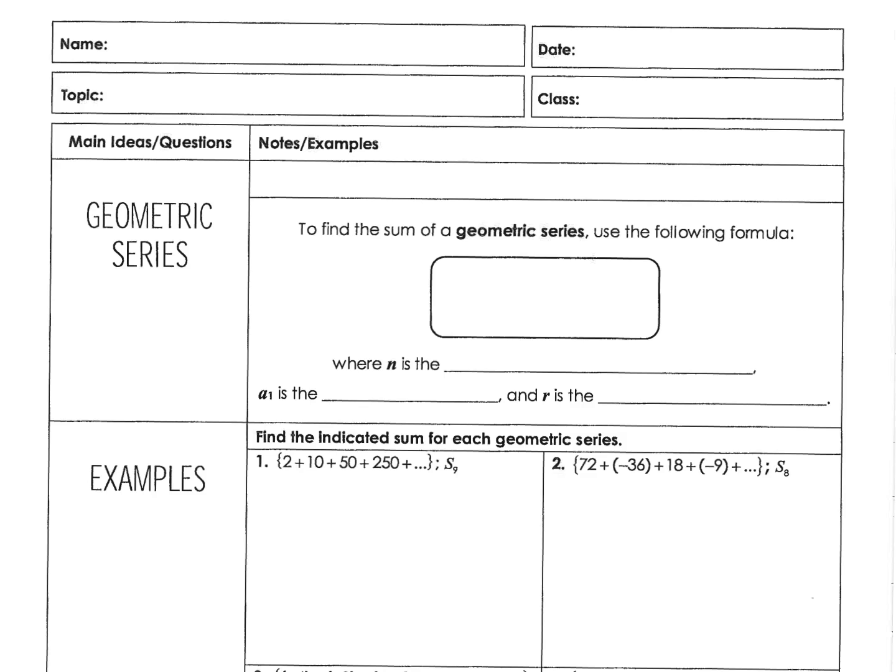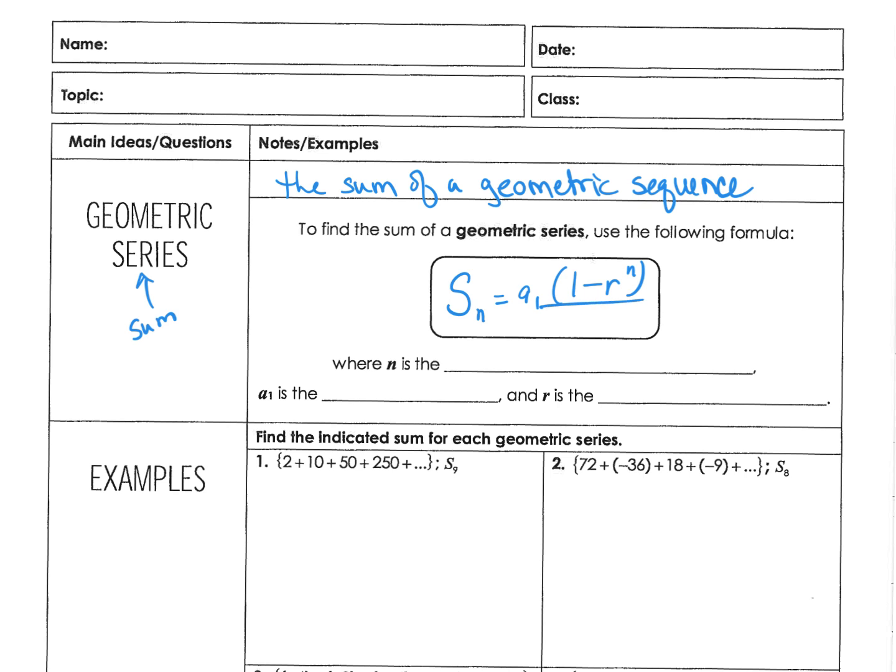This is what we get if we multiply by something every time instead of adding. There is a formula for this, okay? The formula is as follows. S sub n is equal to a sub 1 times 1 minus r to the nth power divided by 1 minus r.